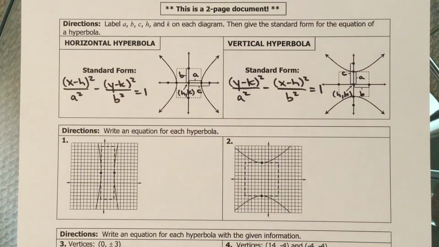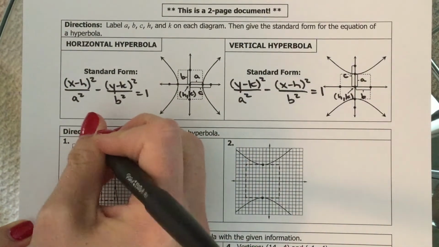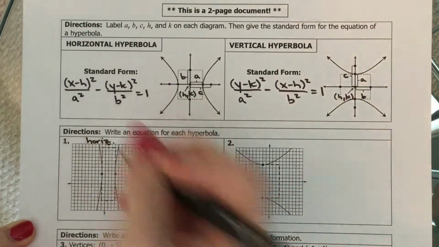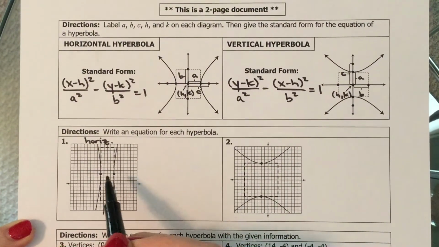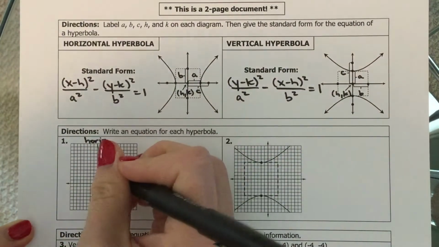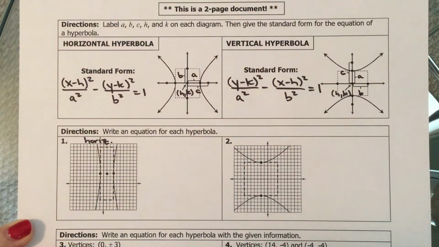So with number 1, we've got a graph in front of us. You want to use that to identify, okay, it's horizontal. What are the vertices? What are the co-vertices? For number 1, this one is horizontal. You can see that because it's opening up left and right. Then we can identify where the vertices, co-vertices, and center are. The center goes right in the middle here, so that should be easy enough to identify.